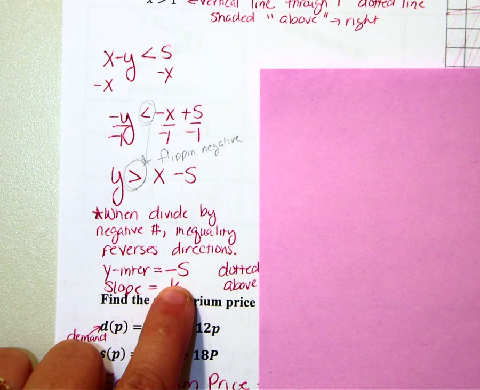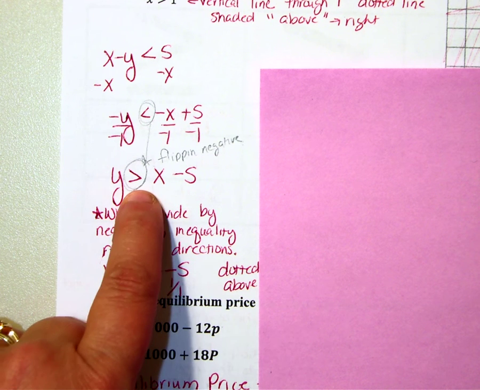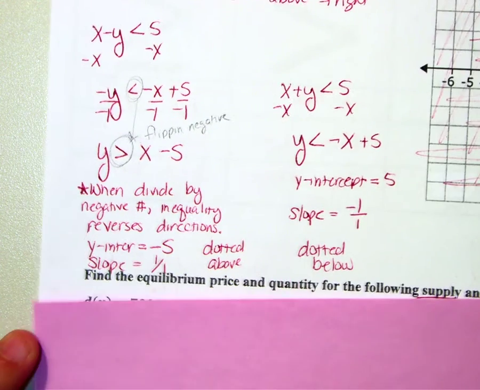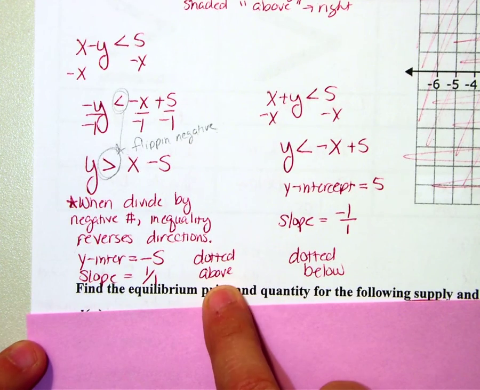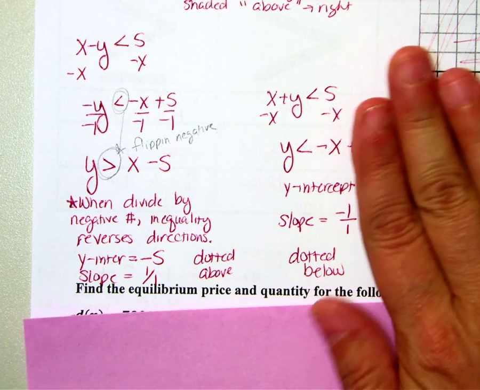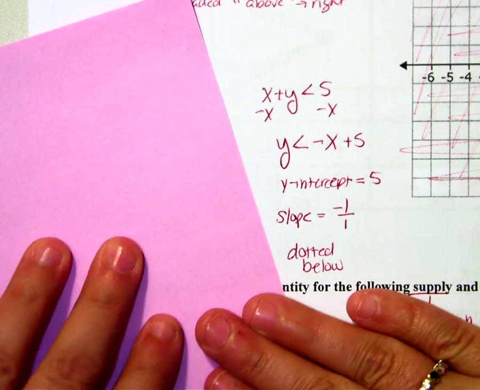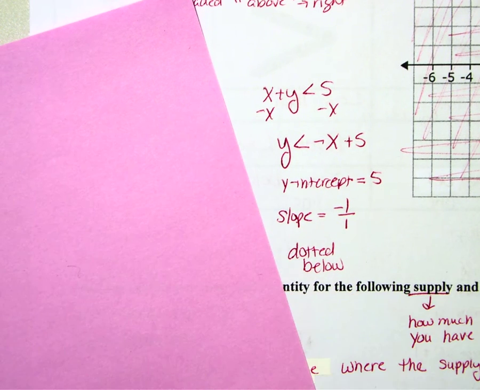So now my y-intercept is a negative 5. The coefficient that's with x is 1. So if I write it as a fraction, it's 1 over 1. It is a dotted line again, and I am shading above. It's dotted and shaded above. So that's what we're going to do over there eventually.